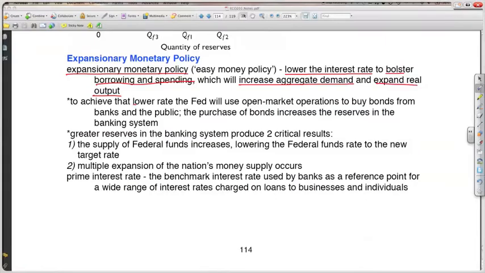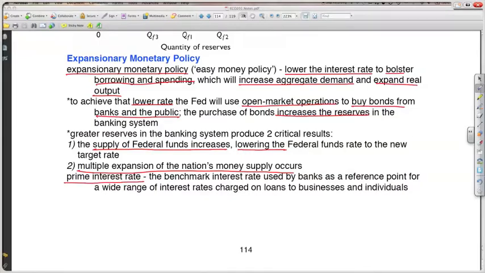To achieve this lower rate, the Fed is going to use open market operations. If they want to expand the supply of money, they're going to be buying bonds from banks and the public. When they purchase bonds, it increases the reserves of the banking system. When the banks have greater reserves, the supply of federal funds increases, which lowers that rate. Thus we saw this increase in the quantity of reserves, and it gives a multiple expansion of the nation's money supply, right? Because we have that multiplier effect.